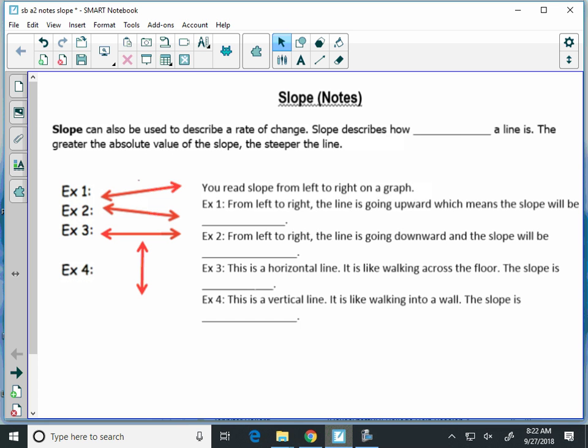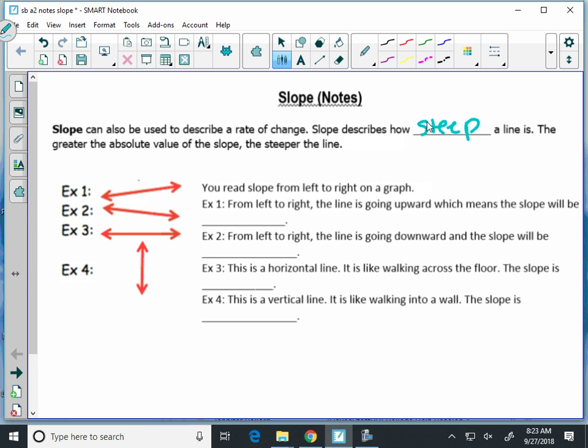So again, some review. Slope can also be used to describe a rate of change. Slope describes how slanted or how steep a line is. The greater the absolute value of the slope, the steeper the line. Okay? So the bigger the number the slope is, the steeper the line will be.